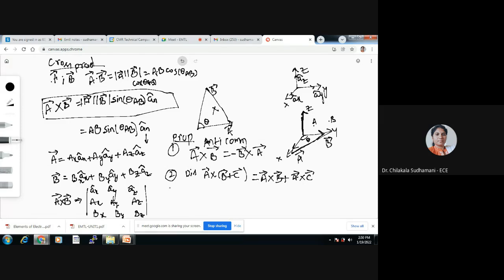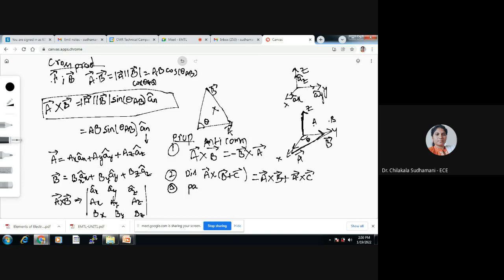And the third one is the associative property. It is not going to satisfy the associative property. So there is no associative property for cross product. And next, what we have to consider is if the two vectors are parallel to one another.